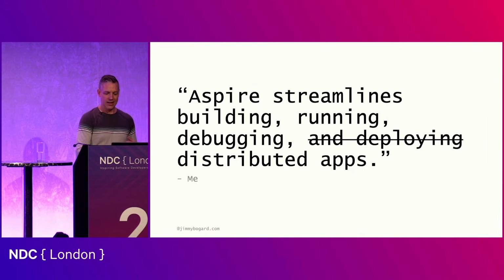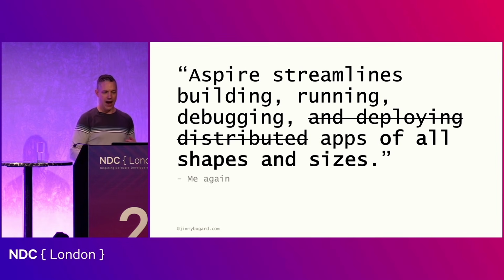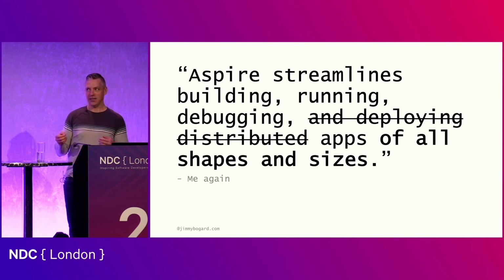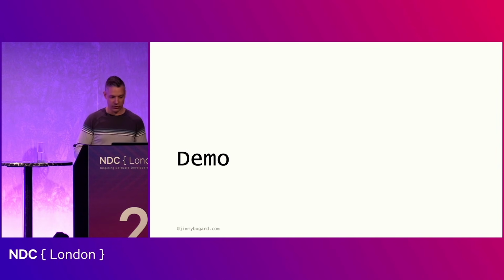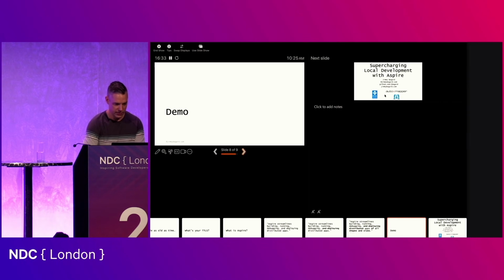But what I found is that Aspire is not just for complex distributed systems. It's for apps of all shapes and sizes. If I have anything past a single API that has any other resource, then I would use Aspire for that as well. It is not just for when I've got microservices and all these sorts of things going on. If you've got an app that talks to anything else, a database, storage, whatever, then Aspire is for you as well. So we're going to go straight into our demo here.